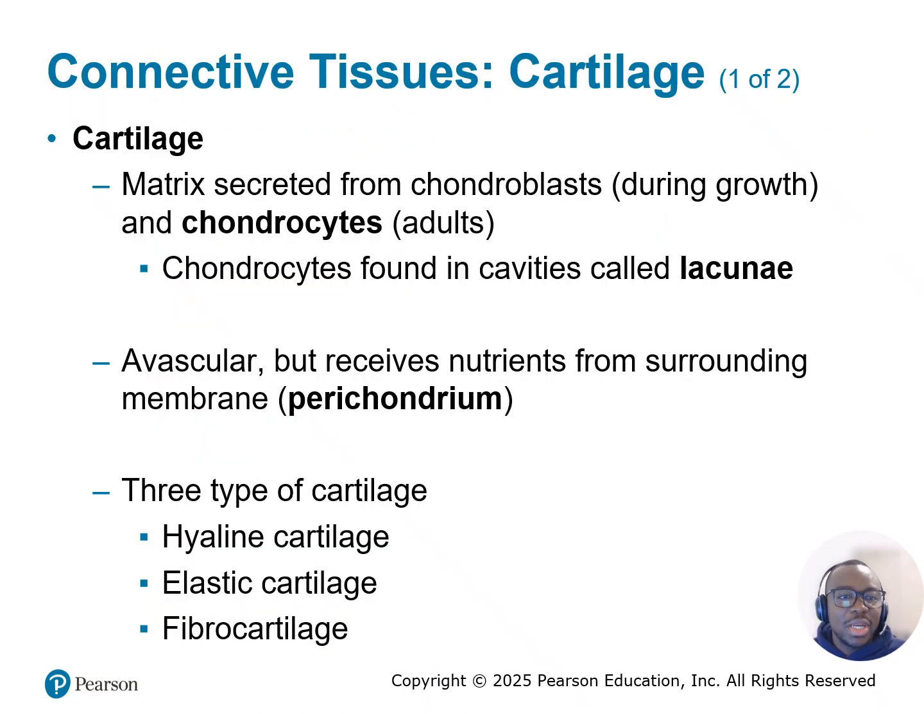The next major connective tissue type is cartilage. The matrix of cartilage is secreted by chondroblasts, the immature cells. Meanwhile, chondrocytes or mature cells maintain the matrix. Chondrocytes reside within cavities in cartilage called lacunae. Cartilage is avascular but receives nutrients from the surrounding membrane, or the perichondrium. There are three types of cartilage: hyaline cartilage, elastic cartilage, and fibrocartilage.